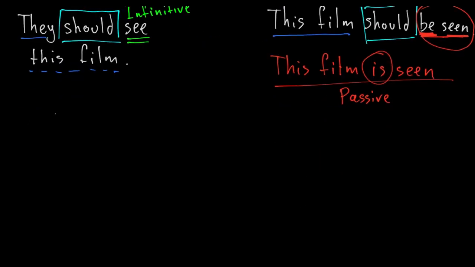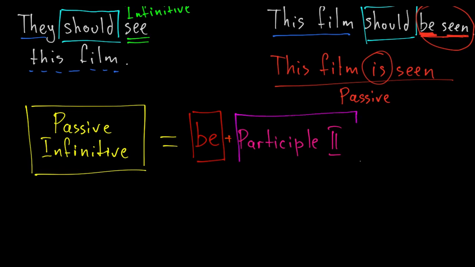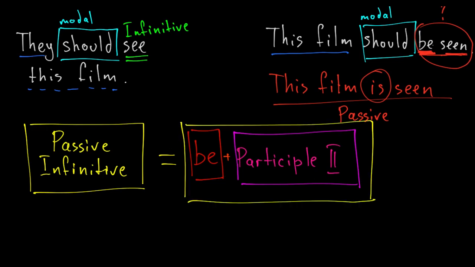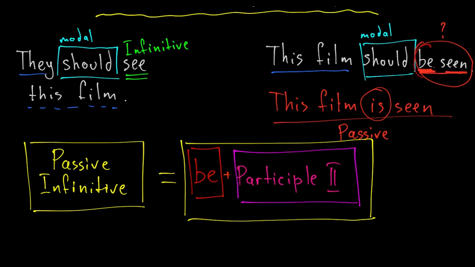So passive infinitive equals be plus participle two. As we see, it consists of two so-called separate blocks, unlike regular infinitive or active infinitive, which consists only of one block. Passive infinitive always consists of two blocks, be and participle two. So if we look at our sentence again, this film should be seen. We can see be here and seen here as participle two. So this is passive infinitive.